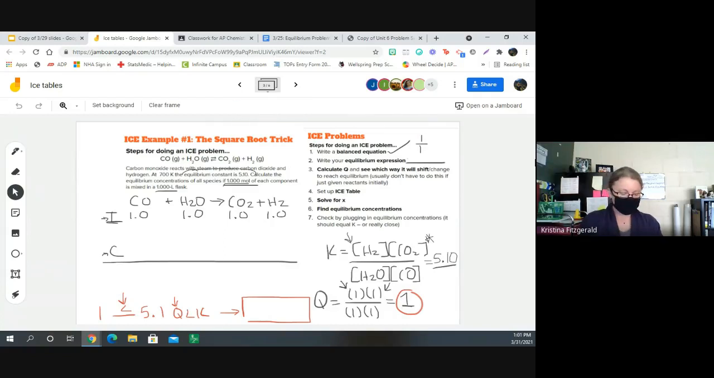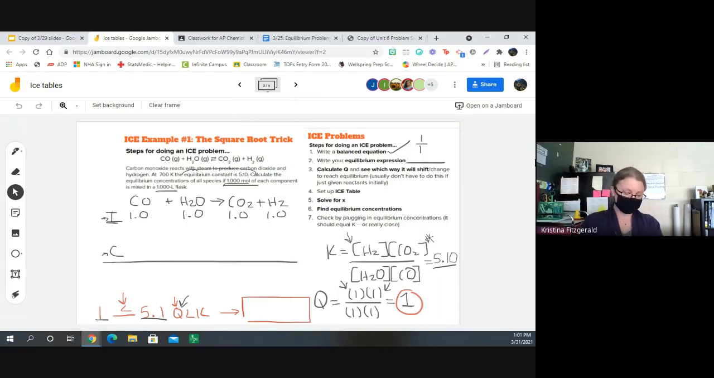So on Monday, we talked a little bit about Q versus K, or I guess a lot about that. And right now, Q is less than K. So if Q is less than K, that's going to tell us our reaction is going to shift in the normal direction, from reactants to products. Basically, I don't have enough products, or I have too many reactants. I need to make some more products to balance myself out.